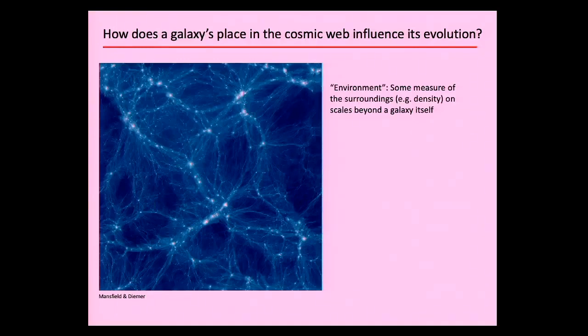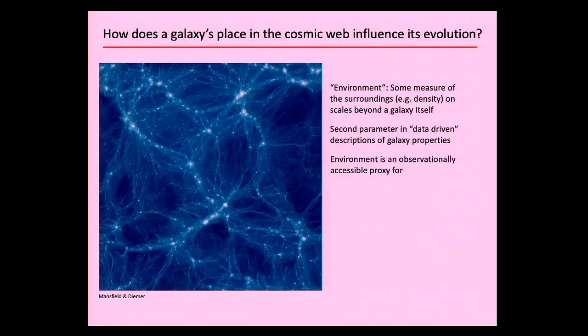This is generally called the environment, which has a lot of different meanings depending on what you're trying to do. But broadly, we're just trying to get some measure of the surroundings of a galaxy on scales well beyond the galaxy itself. Usually we're trying to get at the matter overdensity. This is definitely important if you think of data-driven descriptions of galaxy properties and how they vary. Environment's usually the number 2 parameter behind a galaxy's mass in describing how galaxy properties vary. The reason for that, I think, is that it's an accessible proxy, something we can measure for a number of different quantities that are clearly important in models of galaxy evolution.